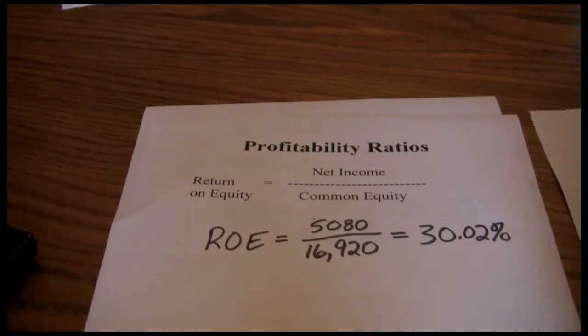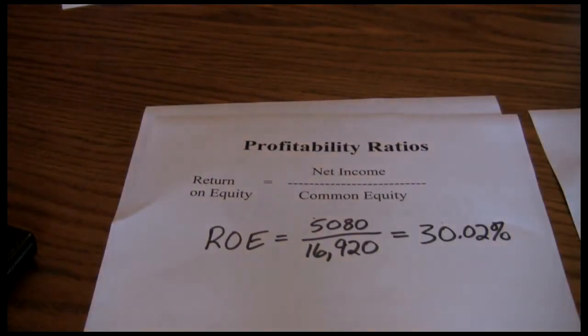It should be noted that return on equity will almost always be higher than return on assets. It will never be lower than return on assets. The reason is that assets are financed by equity and liabilities. So as long as the company has some level of debt financing, then their equity is going to be less than their assets, and the return on equity will therefore be higher than return on assets.